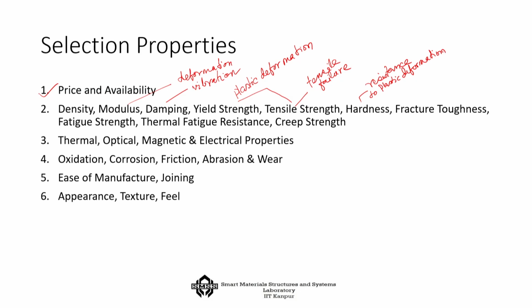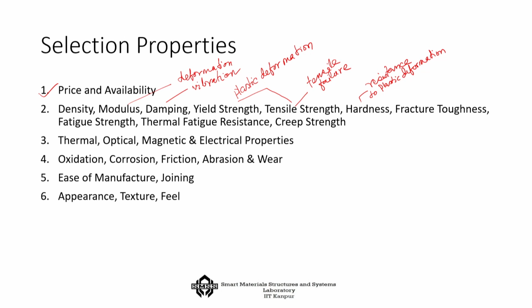Fracture toughness. If I drop something and if it breaks very easily, that means it cannot take the impact, then we say it has a low fracture toughness. So, fracture toughness is something to do with the brittleness of the system, how brittle the system is, and generally we try to design a system which is much less brittle.